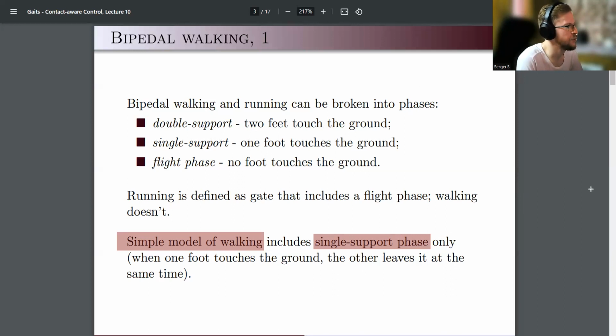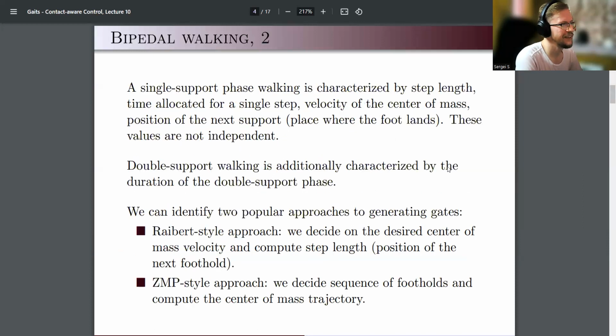Okay, so simplified model. Simplified models are going to be the whole point of today and next day's lecture. So it's very important. Now, single support phase of walking, so this whole idea, can be characterized by step length, right? So how far are you going to step? Like, what is the distance that you are stepping over?